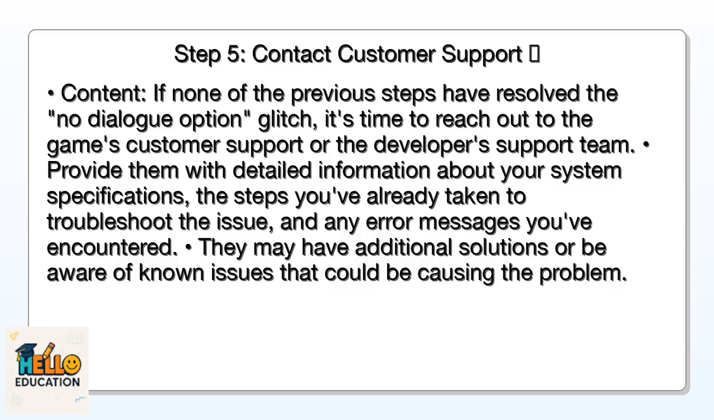Step five: contact customer support. If none of the previous steps have resolved the no dialogue option glitch, it's time to reach out to the game's customer support or the developer's support team. Provide them with detailed information about your system specifications, the steps you have already taken to troubleshoot the issue, and any error messages you have encountered. They may have additional solutions or be aware of known issues that could be causing the problem.